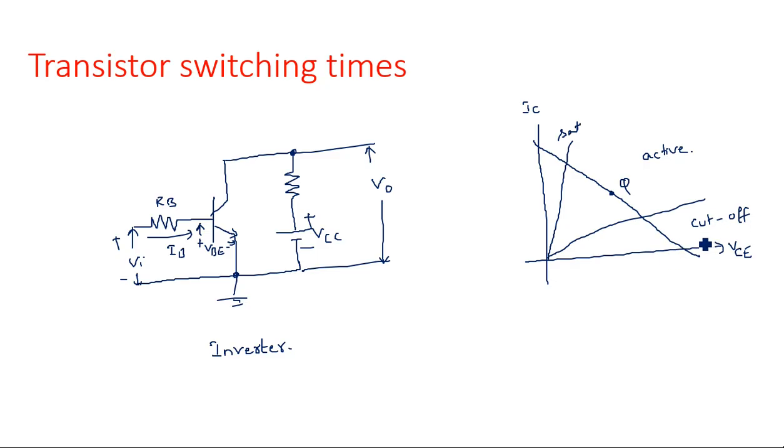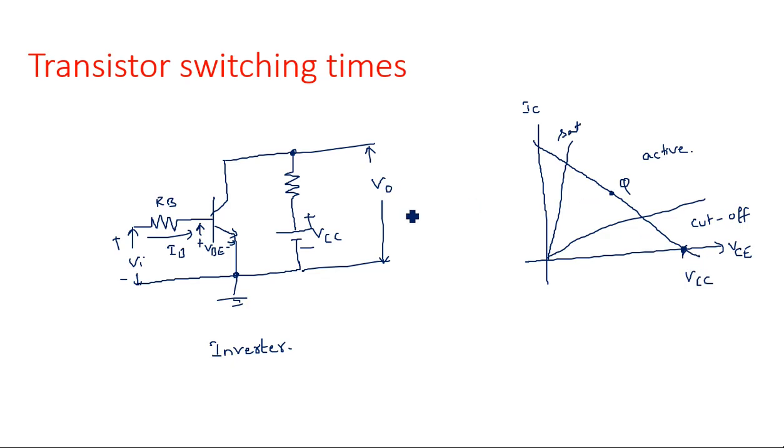What do you mean by cutoff? In cutoff region, the transistor is in off state, open circuited. There is no flow of current. Simply the transistor is open circuited and the output is exactly equal to VCC. And there is no current. That's why you can mark this line as VCC. That is the reason why the point is marked here.